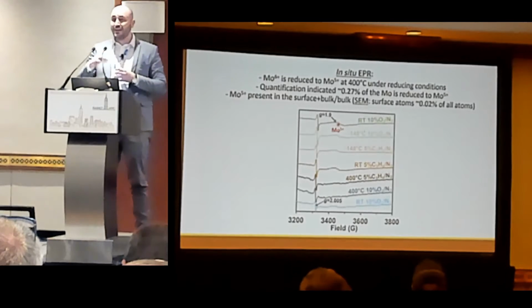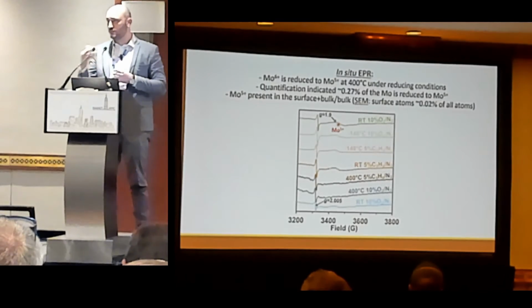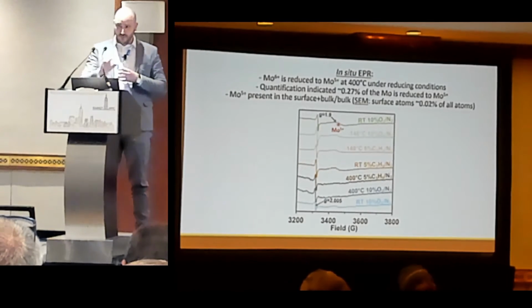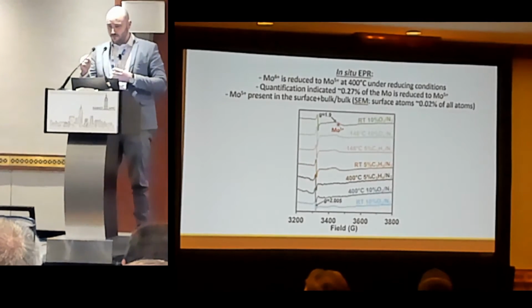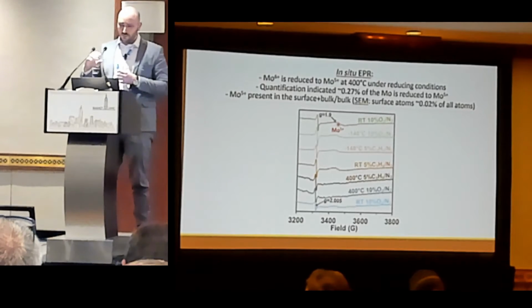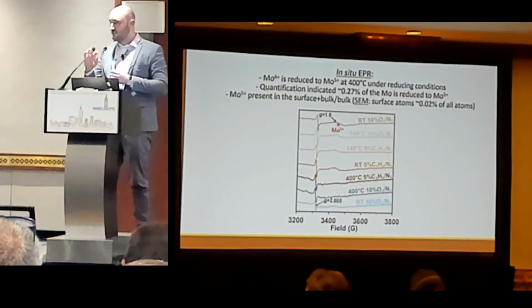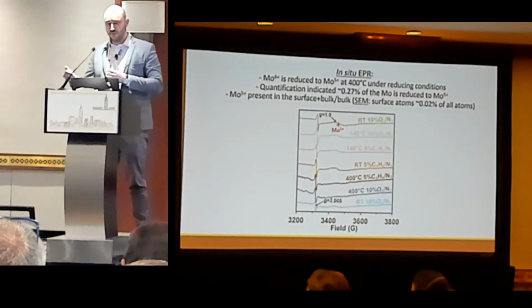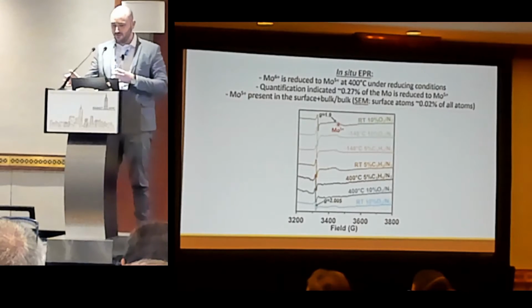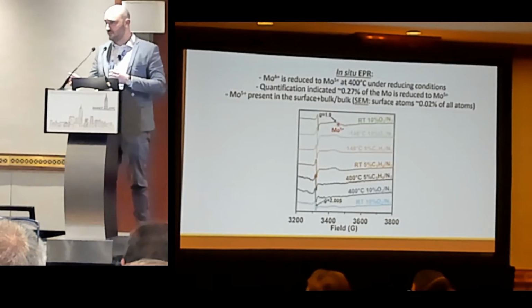Now, EPR can't really detect 4+, it can't really detect the bismuth, so it's very specific for molybdenum 5+, but still very helpful. Now, using what we found with the SEM, we know that the surface atoms make up about 0.02% of all the atoms. And this tells us that the molybdenum 5+ signals we're seeing with EPR are present either only in the bulk or both on the surface and the bulk.